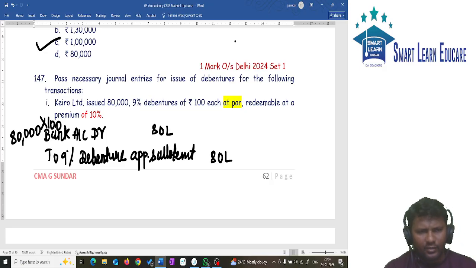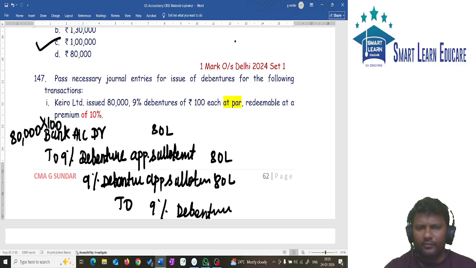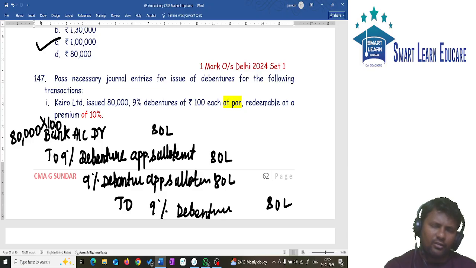Next entry, 9% debenture application and allotment account debit, 80 lakh to 9% debentures. Debenture, similar to how we transfer share capital. It is how much amount? 80 lakh. So first 80 lakh received. 80 lakhs is transferred to what account? Debentures account. Application entry over and allotment both we are not giving a breakup here, so we have written it together.